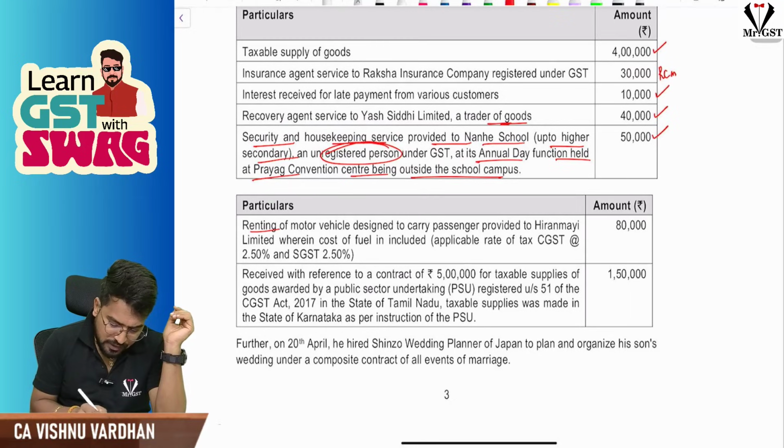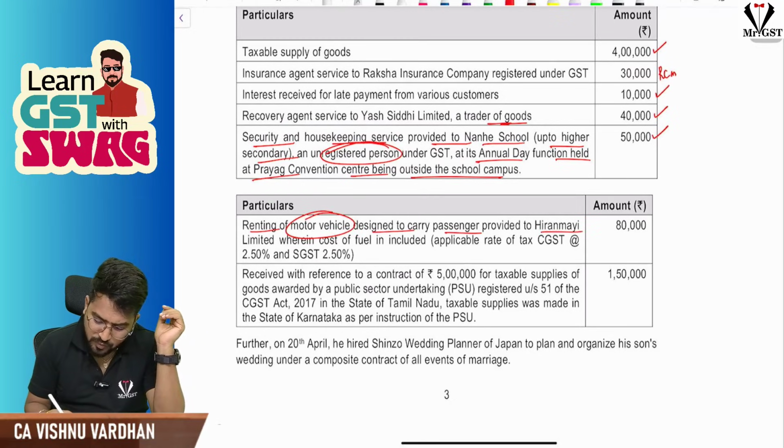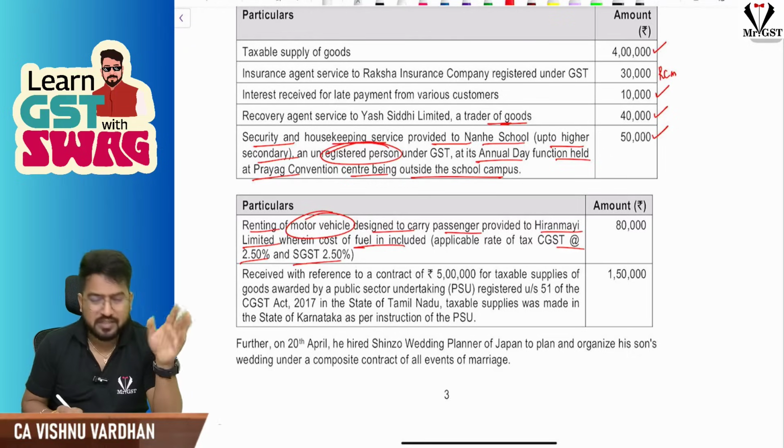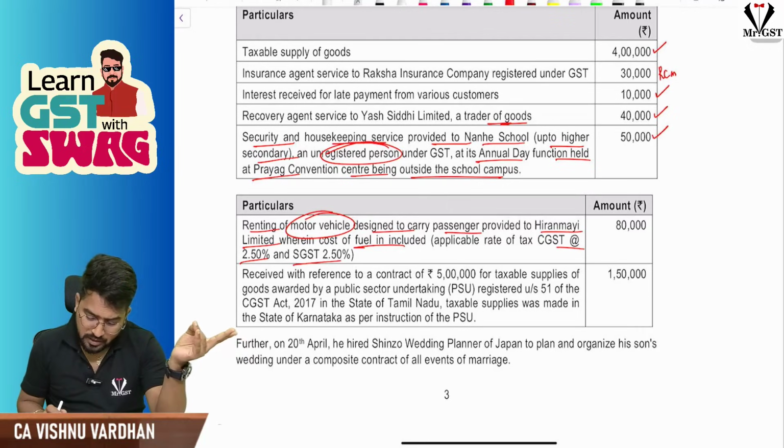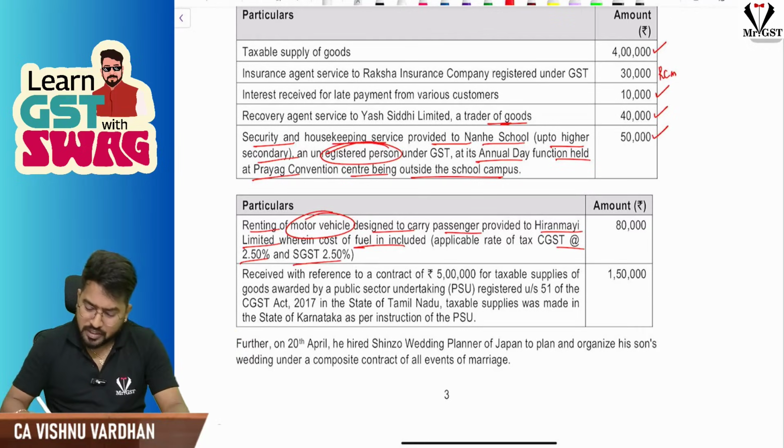Next, renting of motor vehicle designed to carry passengers provided to Hiranmai Limited, cost of the fuel included, GST rate 5%. That means, see here, the supplier is a non-body corporate, Dinesh, and the recipient is Hiranmai Limited, a body corporate. So it is taxable under RCM.